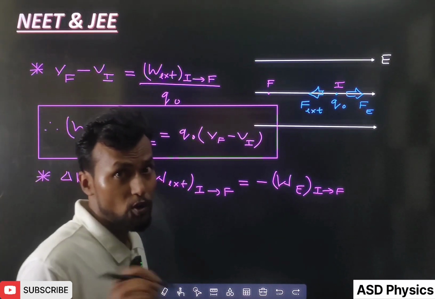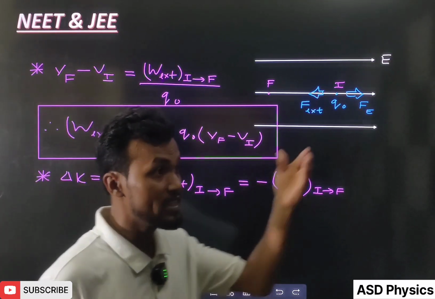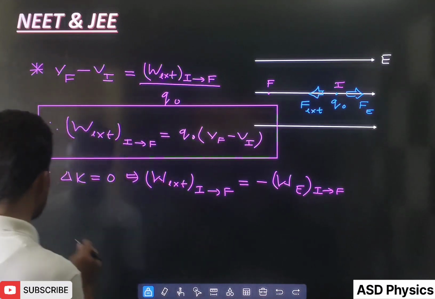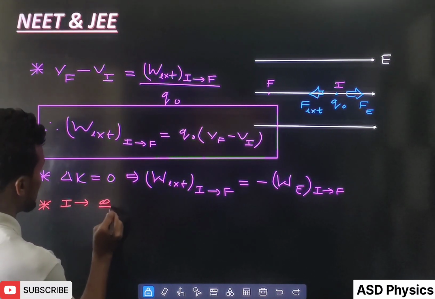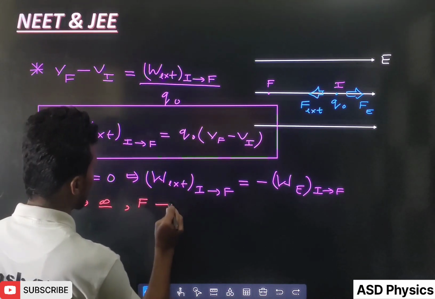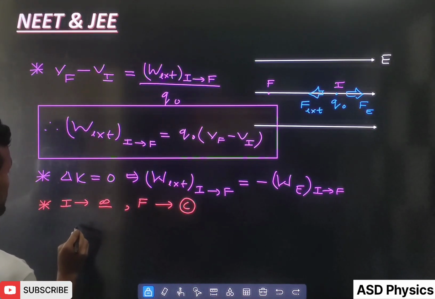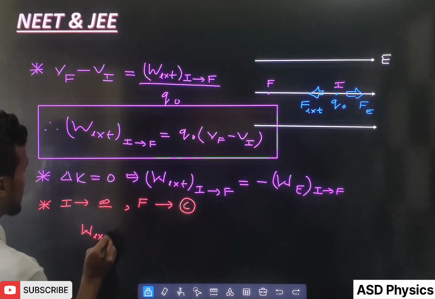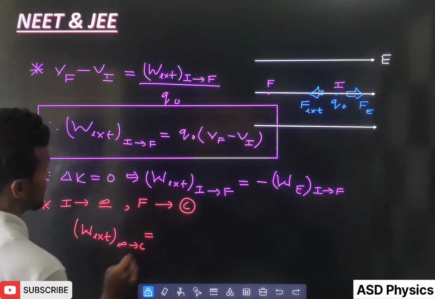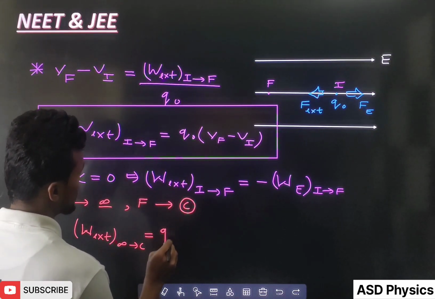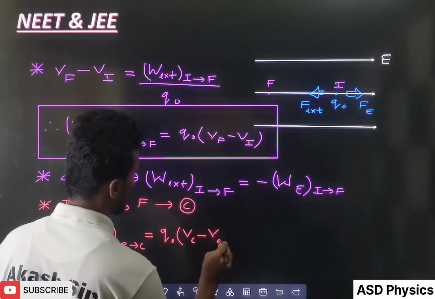Now students, if we talk about our question, in our question the charged particle is moving from infinity to the center, is it? So in our question the initial point is infinity and the final point is the center. Okay, so if I make the formula, the work done by the external force from infinity to the center is given by charge q naught into (Vc minus V infinity).